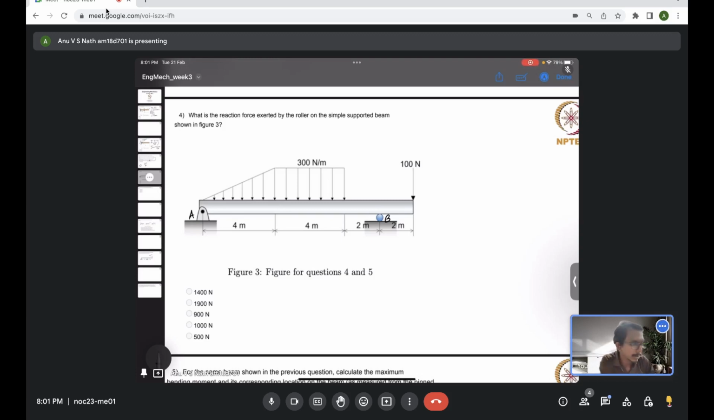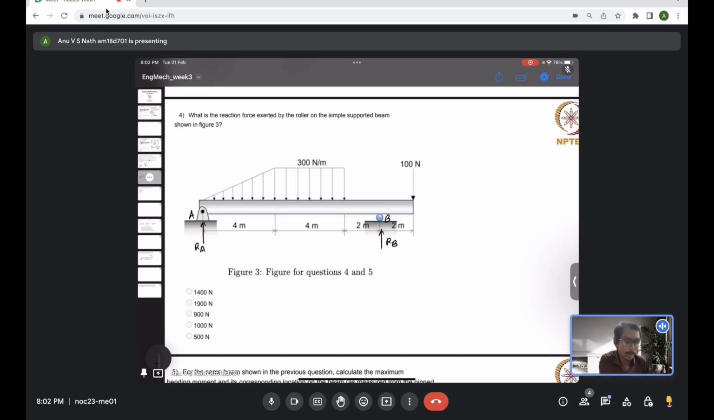So, anyone found the answer? We'll have a reaction at A and a reaction at B, and there's no fixed joint, so only support reaction forces will be there. Because all the loadings are vertical, there won't be any horizontal reaction. There can be a horizontal reaction at the pinned joint A, but because there are no other horizontal forces, there won't be any horizontal reaction.